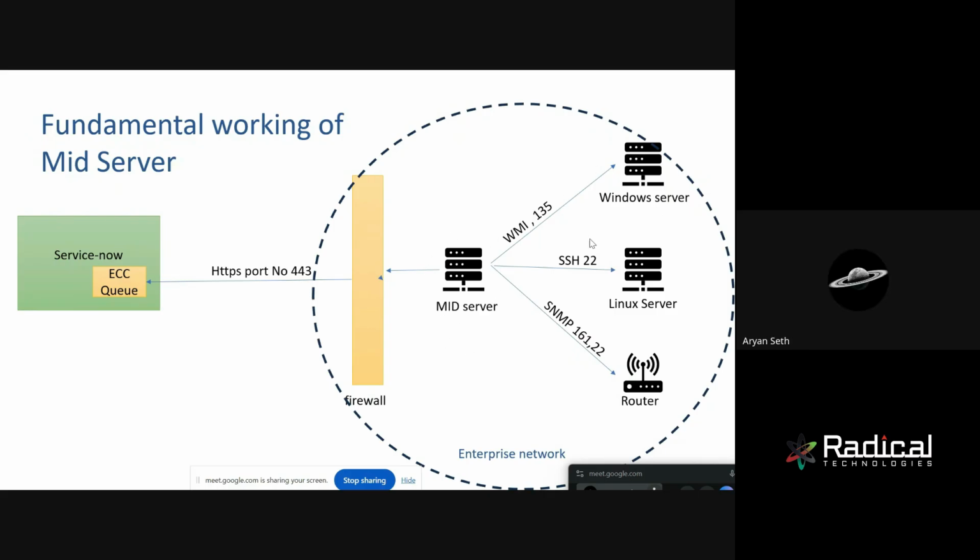As I mentioned earlier, there is a mid server in the client infrastructure, and there are multiple other servers or network components that need to be discovered. The mid server will fetch the information from your Windows server or a Linux server or a router and give it back to your ServiceNow in your CMDB CI. This is how the basic working of a mid server or discovery works.